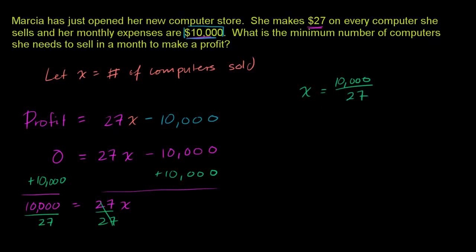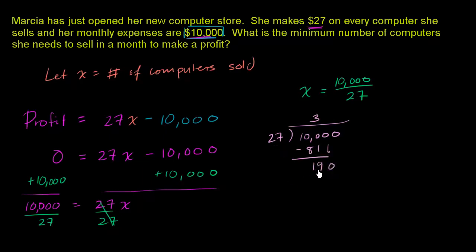Now, what is this going to be? Well, we can do a little bit of long division to handle that. So 27 doesn't go into 1, doesn't go into 10. It goes into 100 3 times. 3 times 27 is 81. 100 minus 81 is 19. Then we can bring down a 0.